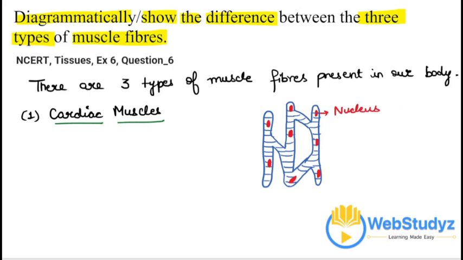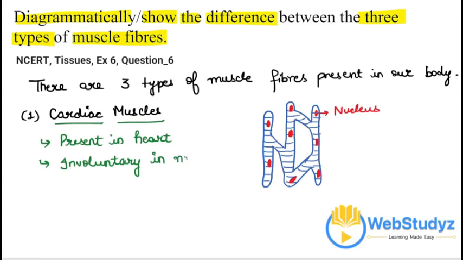So first of all, let us know some points about the cardiac muscles. Cardiac muscles are present in the heart, as the name suggests. These muscles are found exclusively in the heart. Secondly, they are involuntary in nature. What do you mean by involuntary? Involuntary means that they are not in our control. We cannot control the cardiac muscles. They are directly controlled by our brain, by our hypothalamus pituitary.